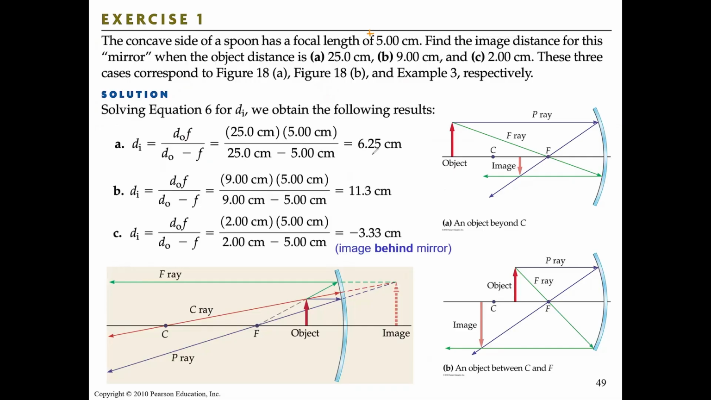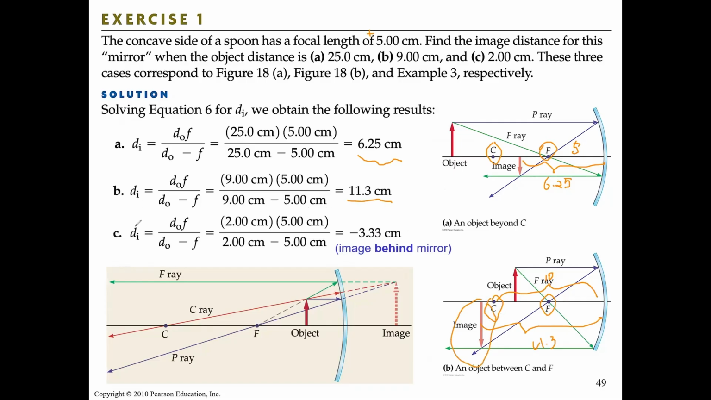And we plug all the numbers in. Okay, we plug all the numbers in, we find out that DI for the first case is 6.25. That tells us that this image is between point C and point F. Okay, because this is 5, but the image distance is 6.25. Okay. And in the second case, we find out the image will actually be formed beyond C. Why? Because the image distance is 11.3. Okay. But the radius is just 10. Okay, 2 times 5. So if you put object between C and F, you will have an image beyond C.